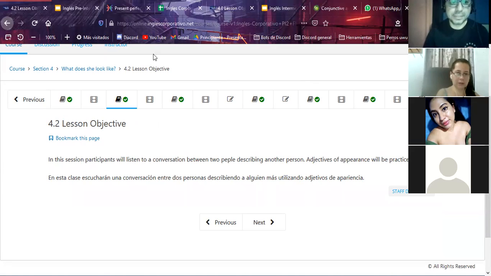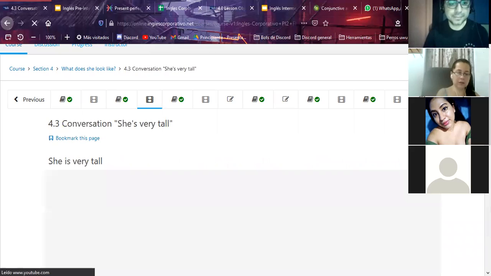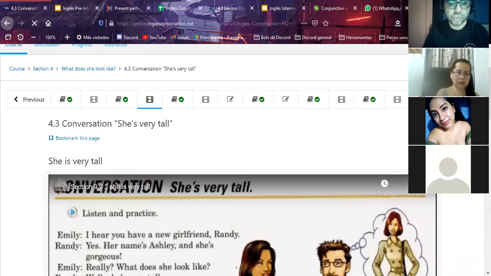Then, in lesson 4.2, it says in the session, participants will listen to a conversation between two people describing another person. Adjectives of appearance will be practiced. Aquí es donde ya empezamos a ver un poquito más la otra gramática, ¿verdad? Luego tenemos el video. She is very tall, so it's a description.